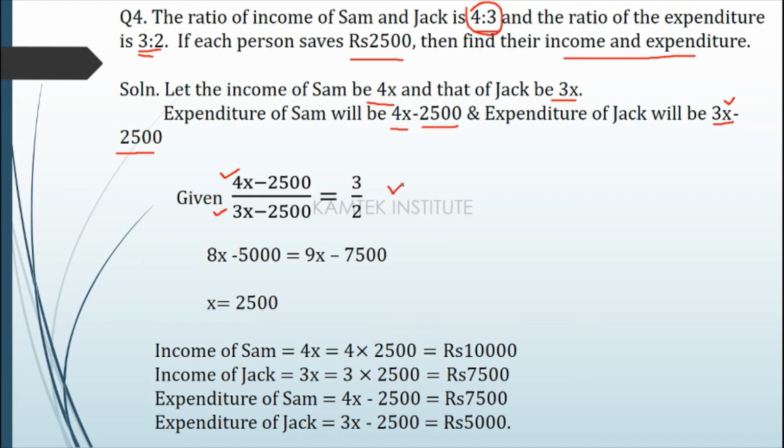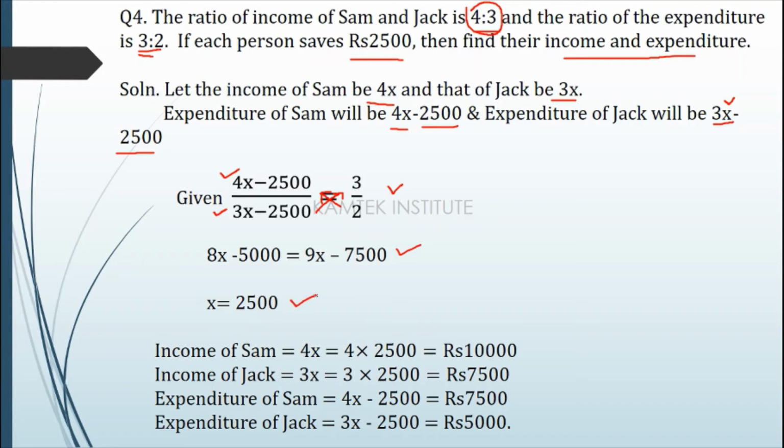I hope it is clear till here. Once we got this, now we'll cross multiply. 2 is multiplied here, so we get 8x minus 5000 is equal to, 3 is multiplied by this, we get 9x minus 7500. So the value of x will be 2500.